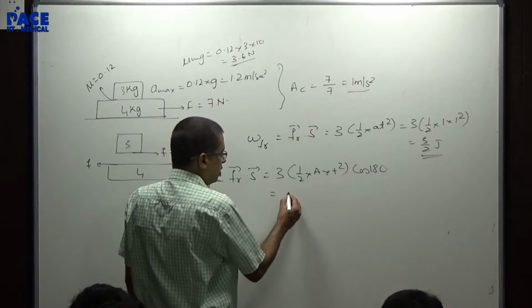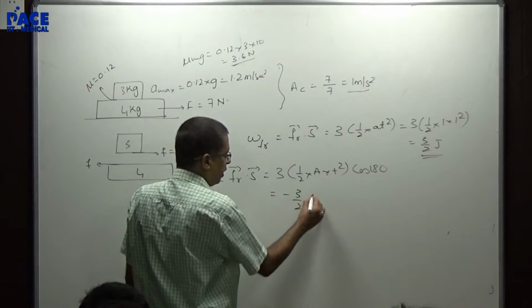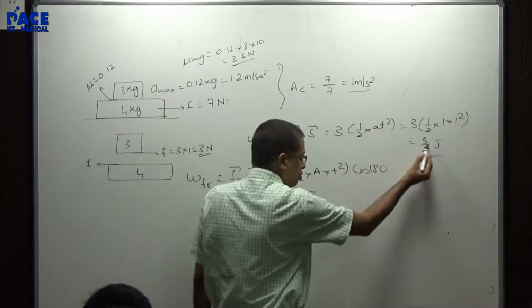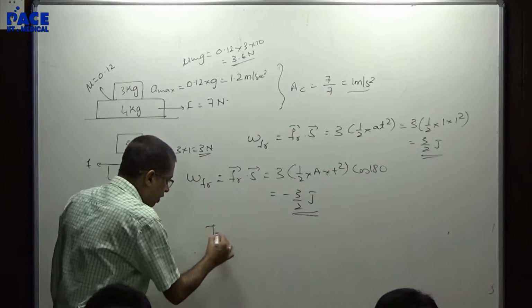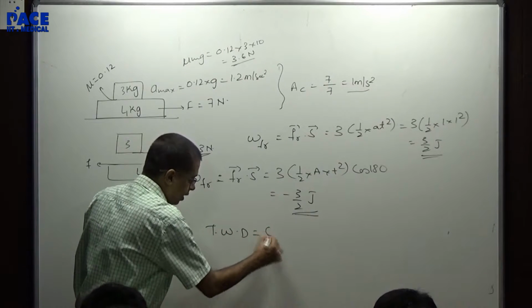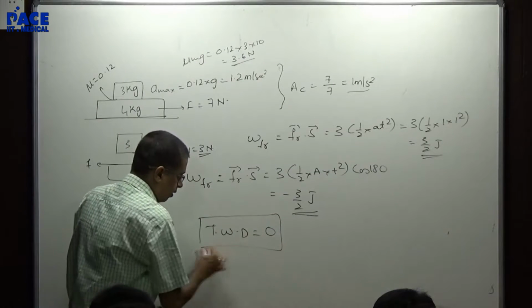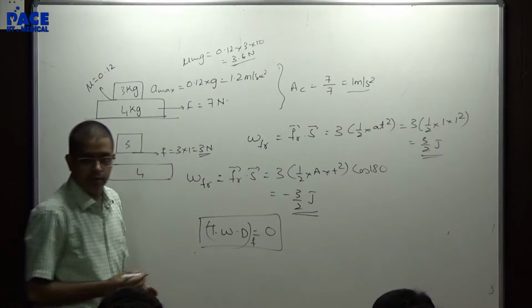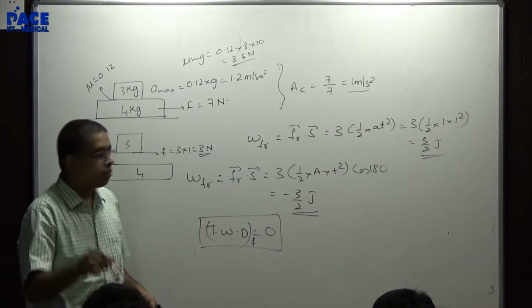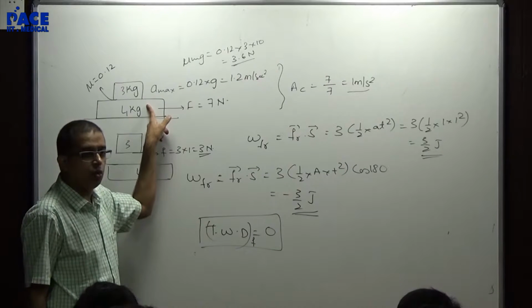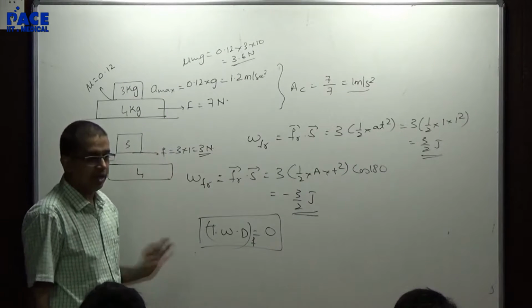Work done by friction in this case will be minus 3 by 2 joules. Plus 3 by 2 minus 3 by 2. Net total work done will be 0 by friction, of course. Right? But this will apply if and only if these two are moving with common acceleration.